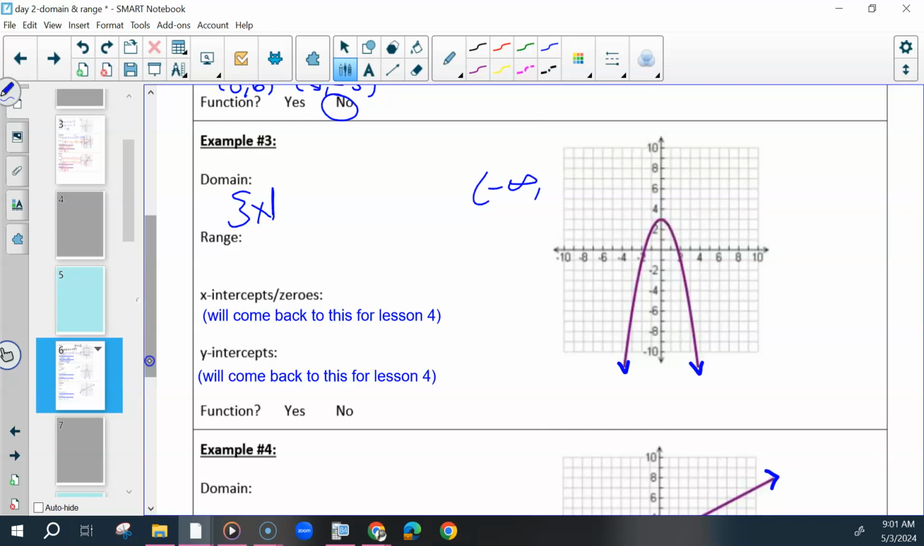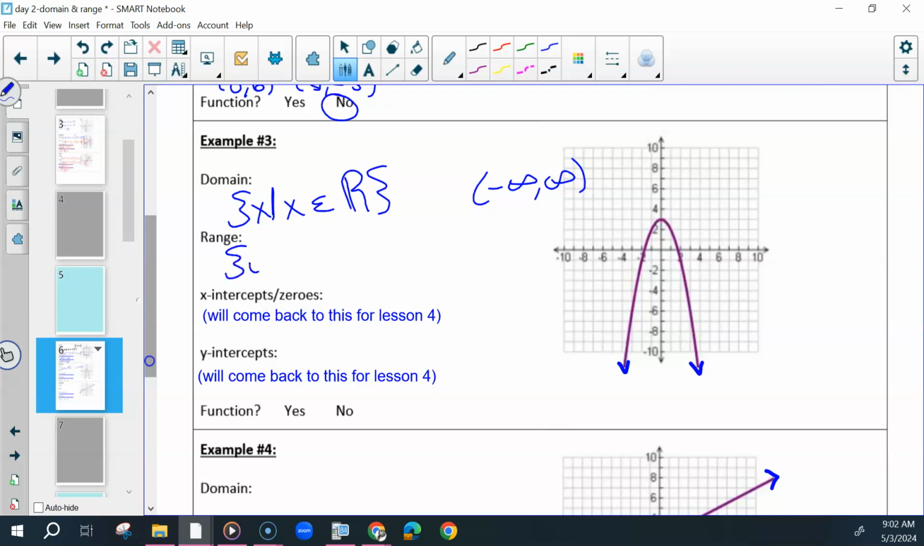Or think about the x values. It keeps going into positive infinity. So when we write that in set builder notation, you're going to write x, the element symbol, and then a double R, which means all real numbers. Same thing as negative infinity to positive infinity. When you read it: x such that x is an element of all real numbers.